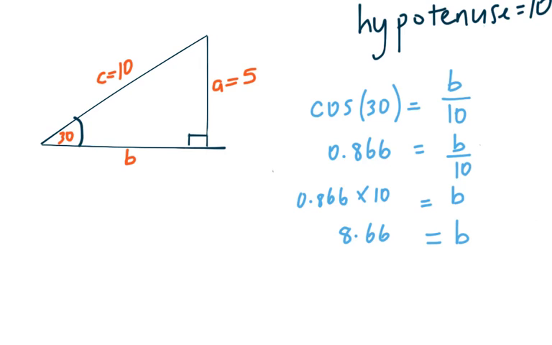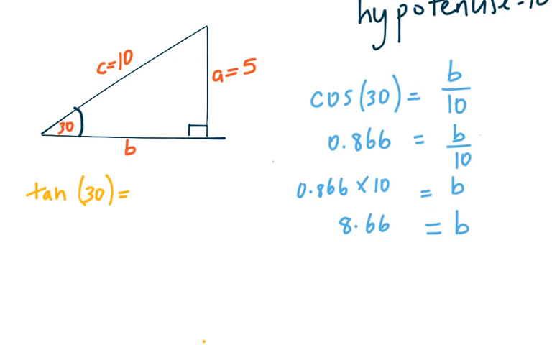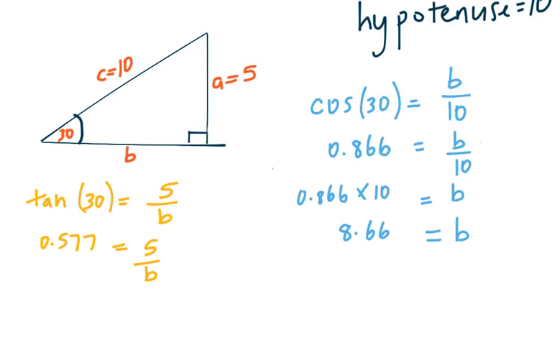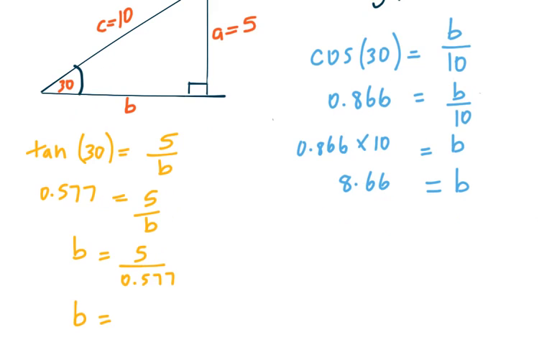So now I'm going to do the same question using my tangent function instead. Recall tangent of theta is equal to opposite over adjacent. Therefore, tan of 30 degrees is going to be equal to opposite, which is 5, over adjacent, which is B. So I punch in tan of 30 into my calculator, and that's 0.577 approximated to 3 decimal places. So this means that B is going to be equal to 5 divided by 0.577. So B is going to be equal to 8.67 to 2 decimal places.